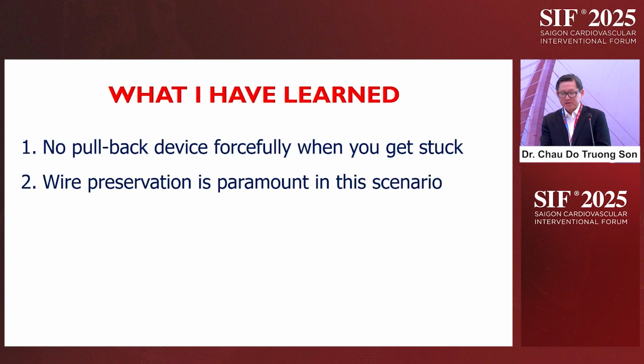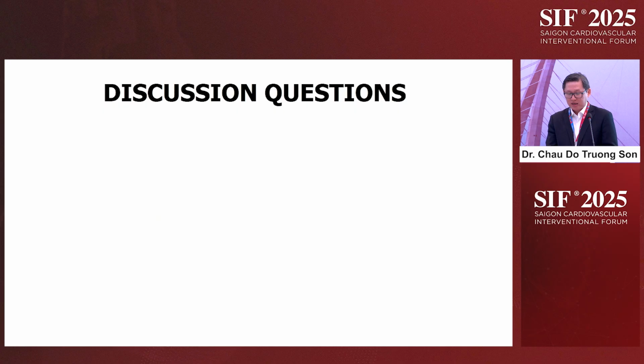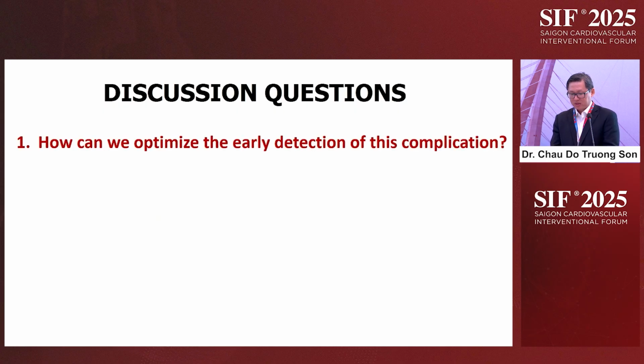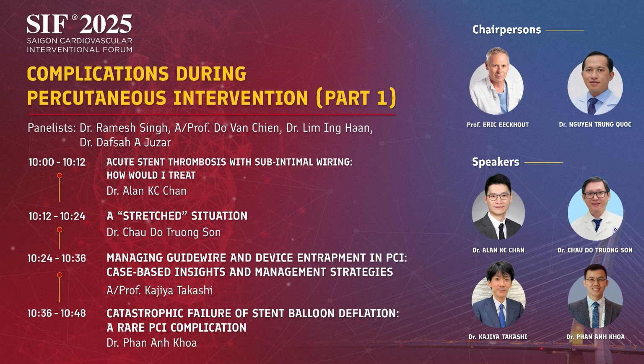And so wire preservation is paramount in this scenario. Unfortunately, in this case, we lost the wire. And IVUS, with intravascular imaging, is key to defining the stent failure mechanism and optimizing follow-up. We have some discussion questions for you in this case, but we discussed already. And so thank you very much for your attention.